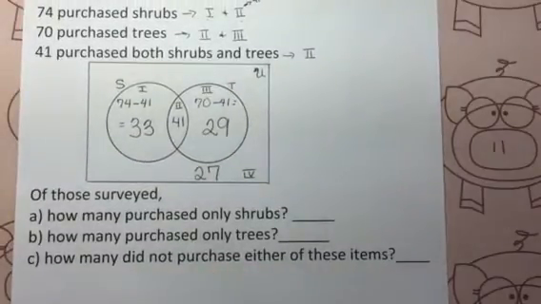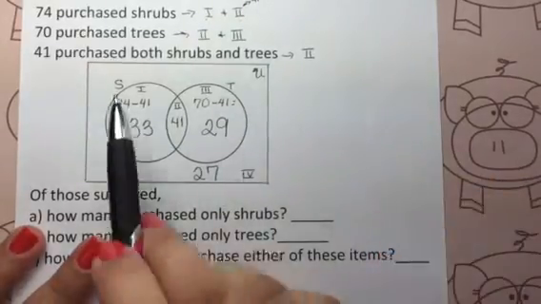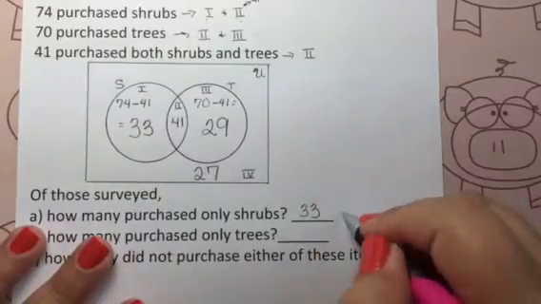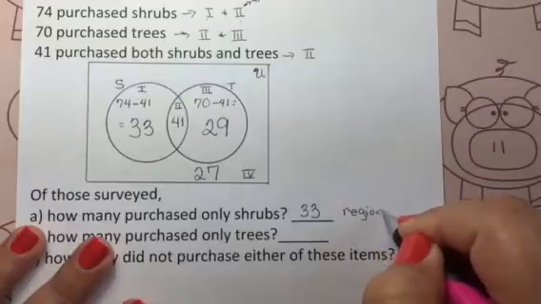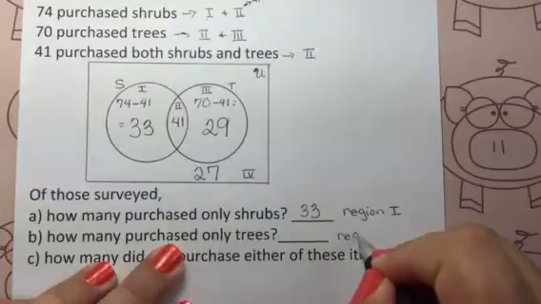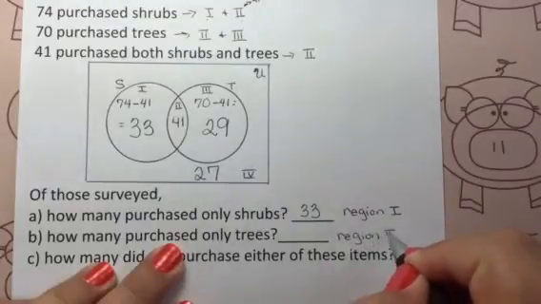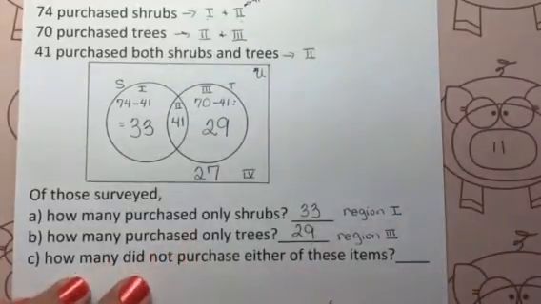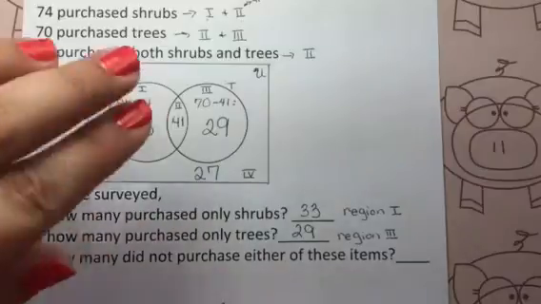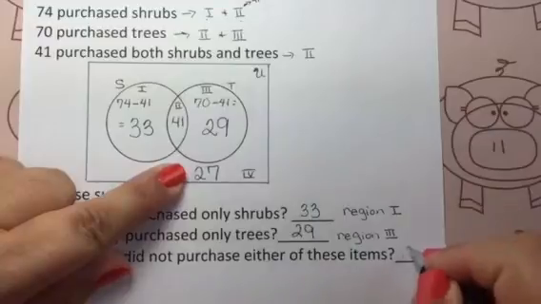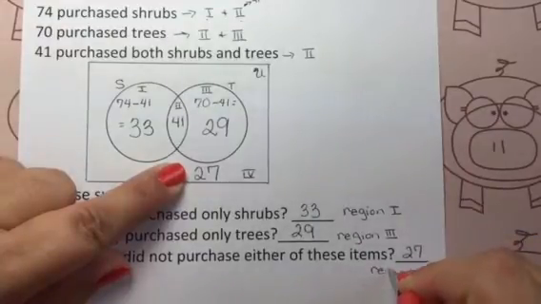How many purchased only shrubs? Well, only shrubs would be region 1, which is 33. Okay, so that would be region 1. How many purchased only trees? Well, only trees would be region 3, which is 29. And how many did not purchase either one? Didn't purchase a shrub, didn't purchase a tree. That would be region 4, which is 27. Okay.